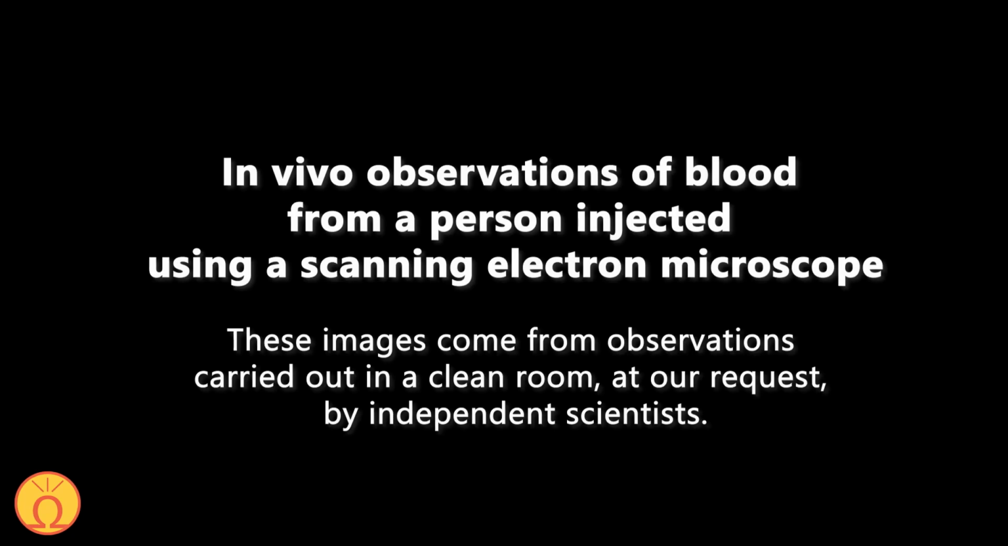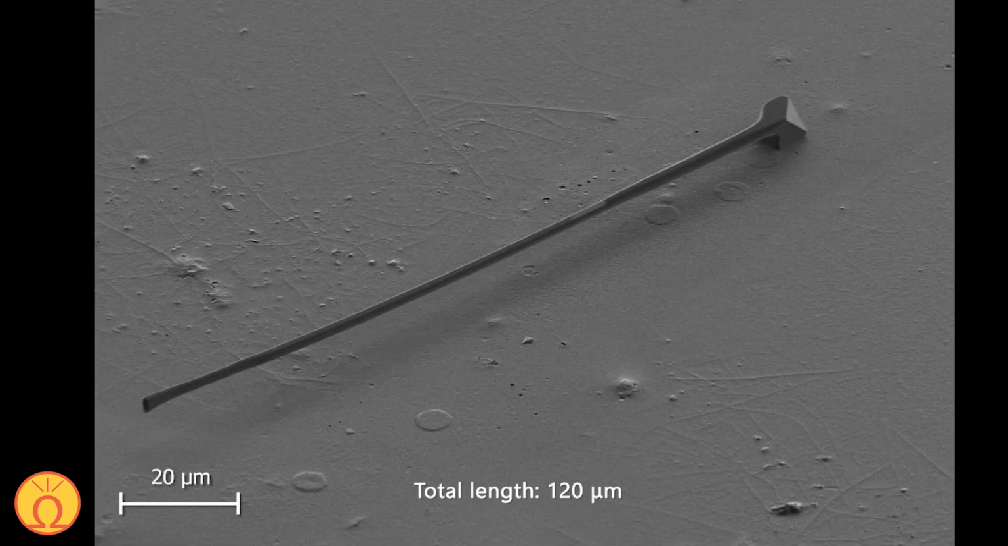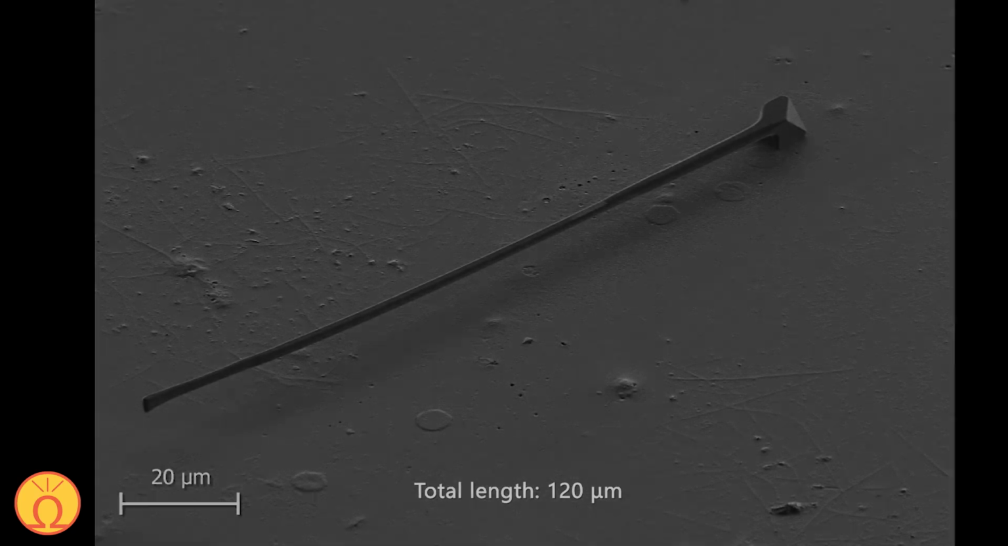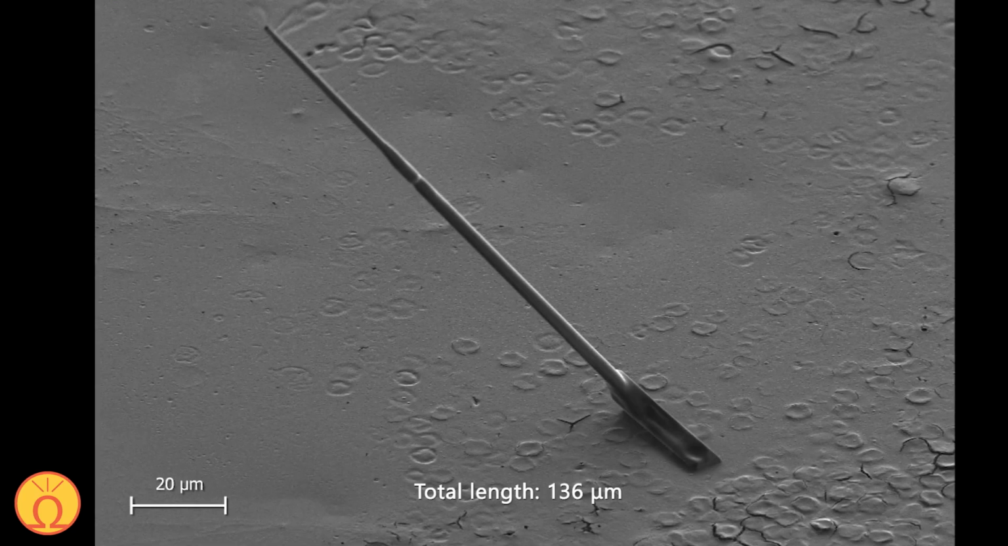In vivo observations of blood from a person injected using a scanning electron microscope. These images come from observations carried out in a clean room, at our request, by independent scientists. Here the blood is dried. It is completely dehydrated for observation under a scanning electron microscope. We will therefore only note the solid parts. Here, a microwand similar to a microantenna, with a total length of 120 micrometers. This other structure is 136 micrometers long. The base is slightly widened.